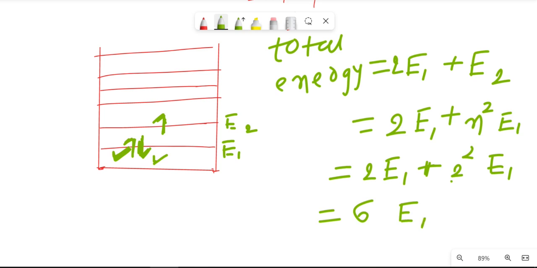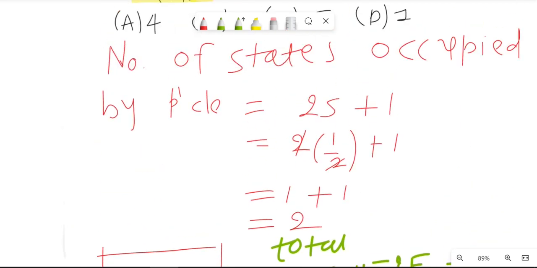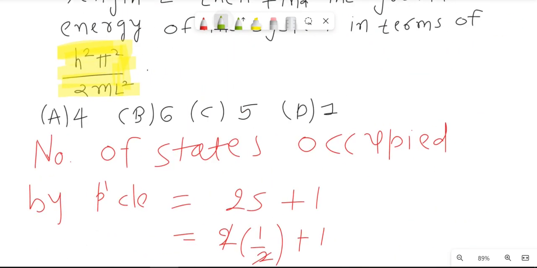And here we are given E1 as pi square h square divided by 2 m L square. So our correct answer will be 6. So option B is the correct option. Now move to the next question.